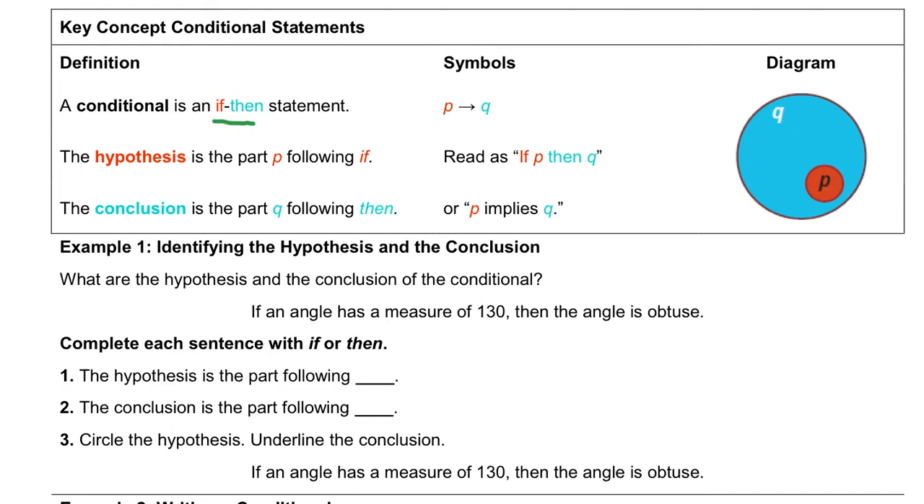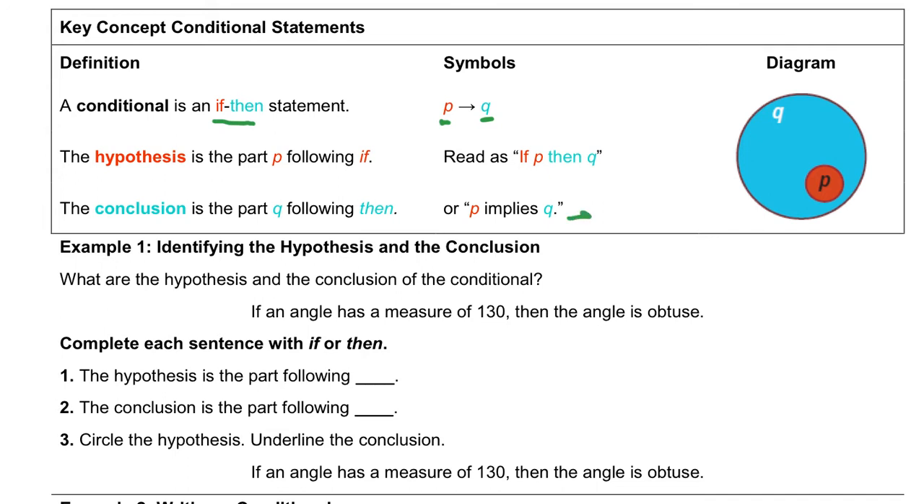And in symbols, P is the first part of that statement. P is the if part of that statement. Q is the then part of that statement. So in a conditional statement, the hypothesis, which is shown by the symbol P, is the part usually following if. Okay? The conclusion is the part usually following then, and that's symbolized by Q. So we read a conditional statement as if P, then Q, or P implies Q.